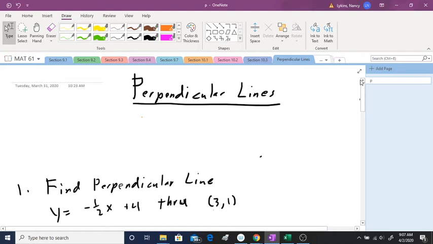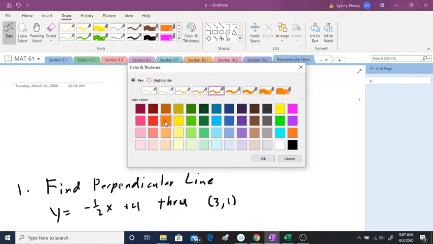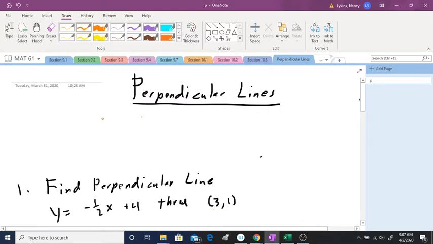Okay, welcome back. Today we're going to talk about perpendicular lines. Now, the difference between perpendicular and parallel lines from our previous lesson is parallel lines have the same slope. Perpendicular lines, on the other hand, do not. They have what we call a reciprocal. So their slopes are reciprocal.